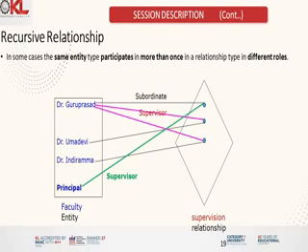Next, recursive relationship. In some cases, some entities participate in more than one relationship in different roles. Here there are multiple faculty. The multiple faculty act as a supervisor for one student or more than one student also.